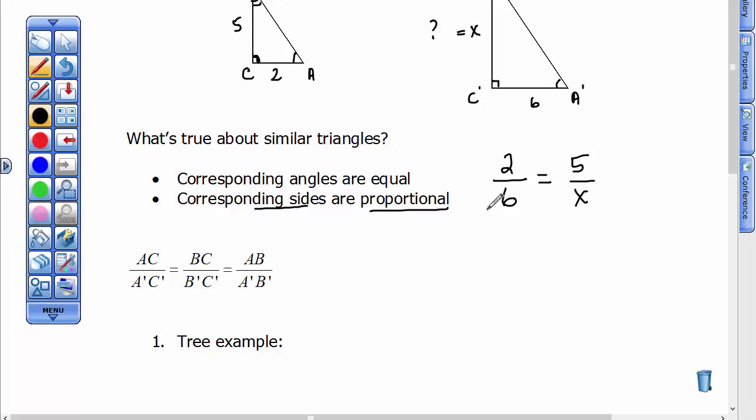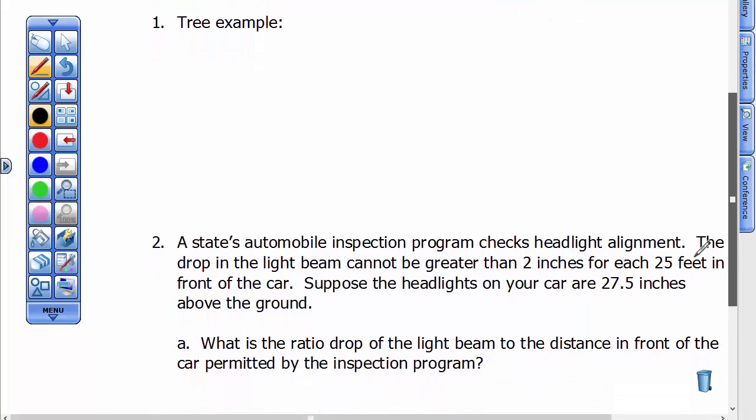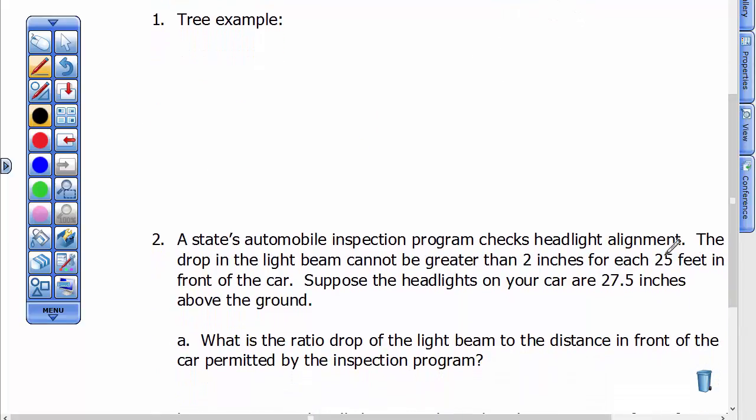Then I'd set this cross product, 30 equal to 2 times x, and then I divide both sides by 2, and I'd find out the side called x is 15 units. I love this tree example. I've even used it before in my backyard when I wanted to know the height of a tree but couldn't measure it, of course.